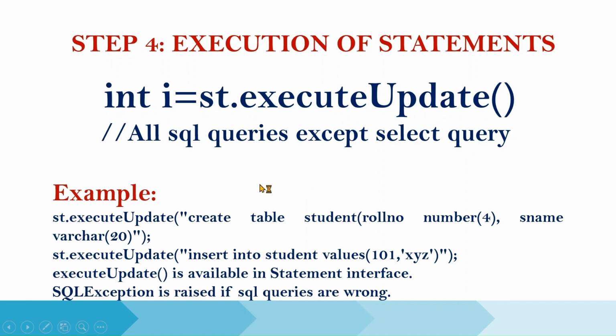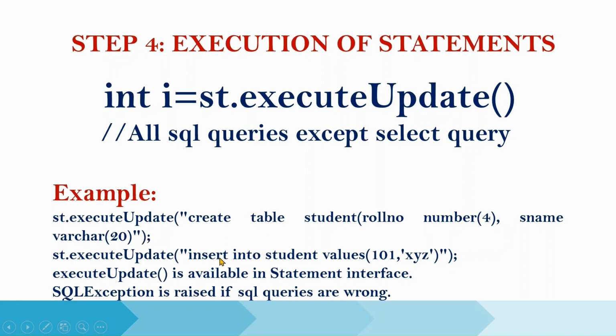Now here you can see the example. I use the st.executeUpdate method. In that, create table. The table name is student and its first column is roll number, with a number data type and 4 as the number of digits, comma. SName is the student name, that is the second column. Varchar of 20 characters I have given. Then you close that. So here we are writing the create query.